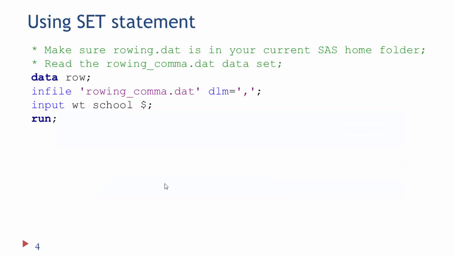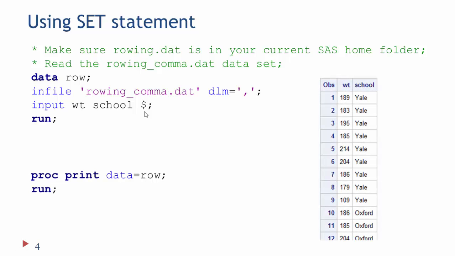So before we use the set statement, we need to create some data. Suppose we want to create the row dataset from the rowing_comma.dat data file. Recall that this is a comma delimited dataset, so that's why we're using the DLM option in the infile statement. And also notice that there are two variables, weight and school, where school is a categorical variable. That's why we need this $ informat. Now we print the data and it looks like this.